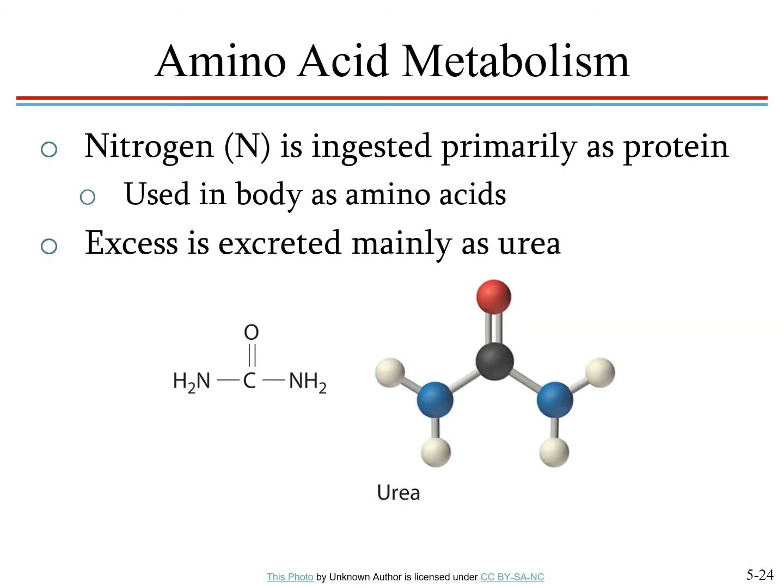All right, amino acid metabolism. Now, nitrogen is the key here. We ingest nitrogen primarily as protein. And nitrogen, of course, is then used in amino acids in the body. If we ingest too much nitrogen or too much protein, the excess actually is converted into urea and is excreted in the urine. The kidneys also use urea as an osmotic to help with osmosis of water out of the urine.